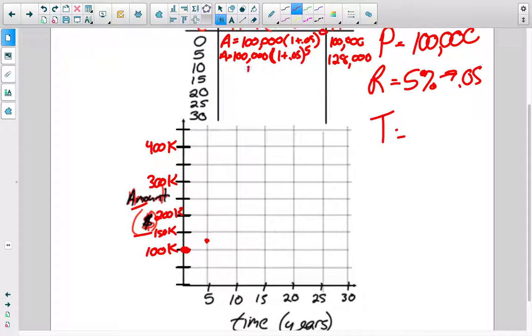Now you just keep on doing this, folks. In fact, if you have a calculator that has a history with it, you can just recall that history and change the exponent to a 10. So you don't have to type all this stuff in. It's really slick. We'll actually do that a ton coming up in the second half of the semester, so I'd encourage you to get used to doing that. It saves so much time. Here you should get about $163,000, $162,889. Let's just call it there. So at 10 years, we're sitting at 163, so above that mark.